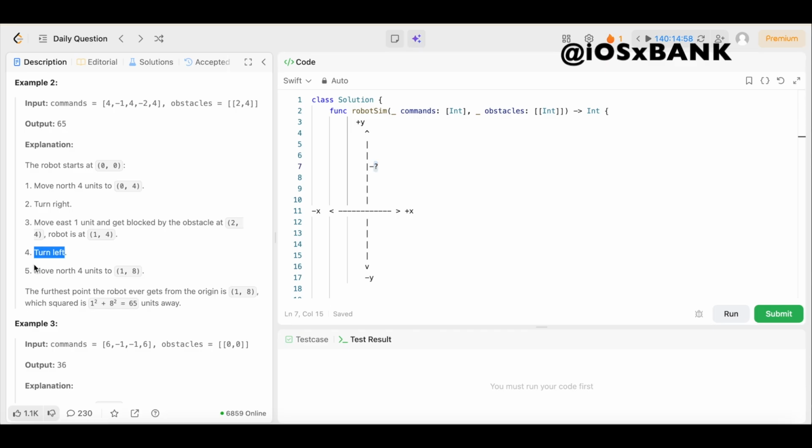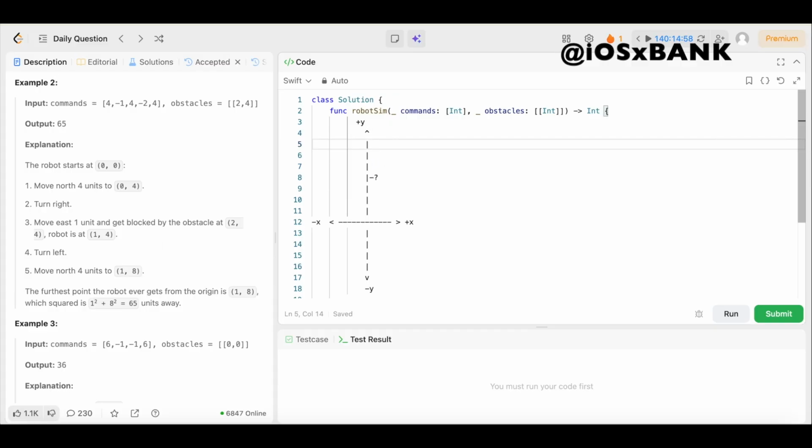Boom. So we turn left. Then we move north 4 units. So we got to go 4 units up. So let's create these 4 units that we got to go up. Boom. So we got 4 units we got to go up.